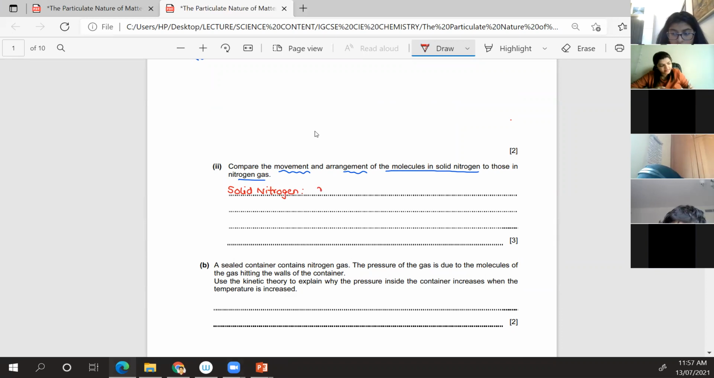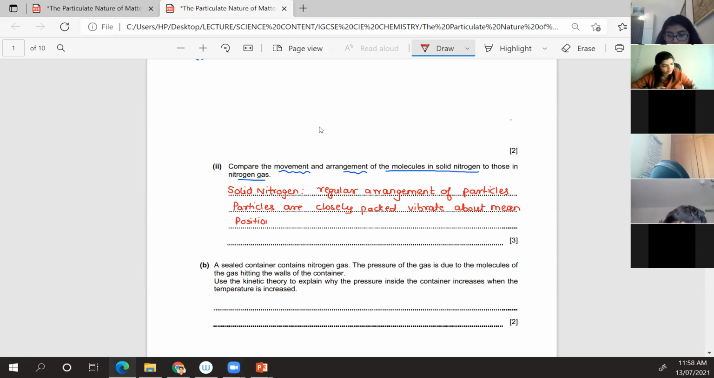In solid nitrogen, can I say there is a regular arrangement of particles? Yes. Then we can also write that particles are closely packed and they vibrate about mean position. This is about solid. What about gas nitrogen? They have given nitrogen, but actually they are asking us to compare solid and gas. So how are the particles in gas moving? Can I say they are moving randomly? The gas particles are moving randomly.